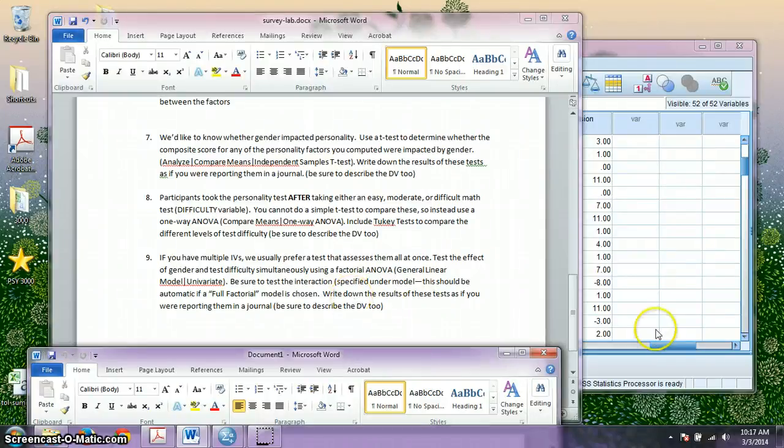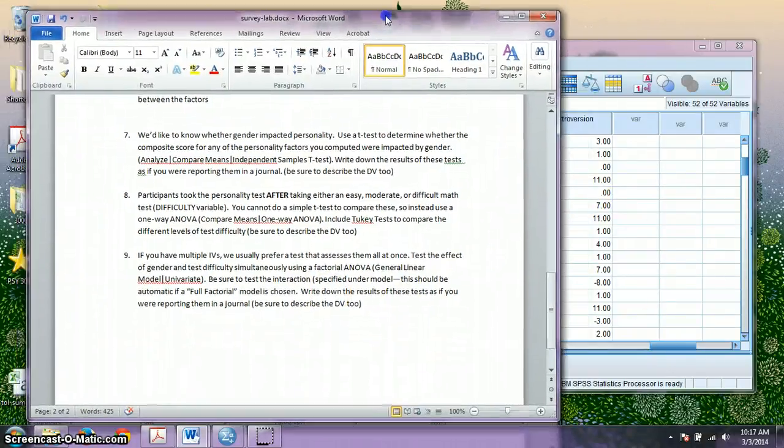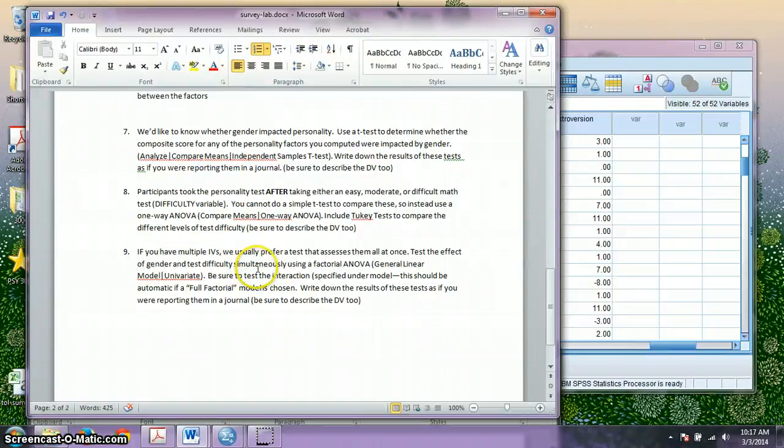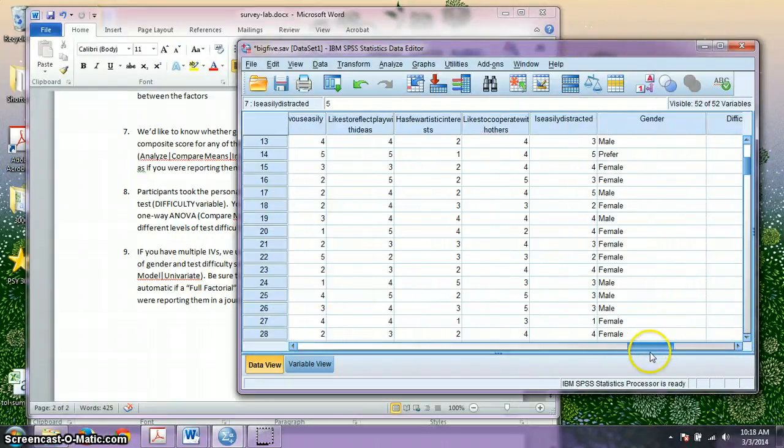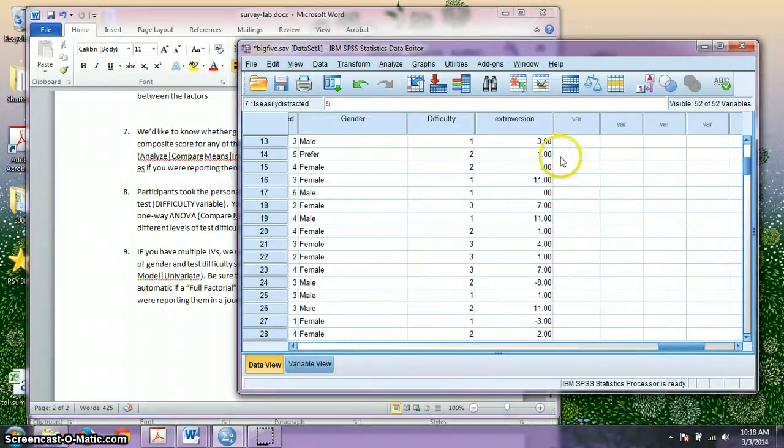All right, here's part two of a screencast for the SPSS analysis of personality assignment. So we've got just a few more questions, but each of them are a little more involved. First is, if you look again at the data, we've got this new personality factor called extroversion. And suppose we wanted to know whether gender impacted extroversion, whether men were more or less extroverted than women.